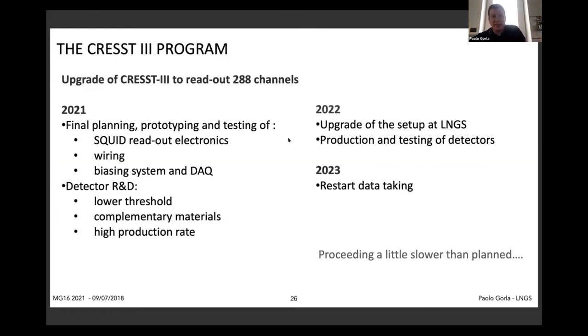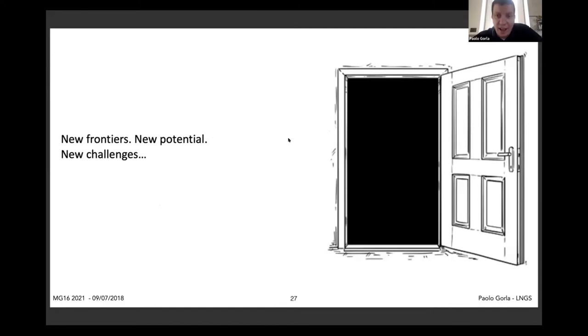So the CRESST program in the next few years will be going through this identification of the low energy rise and background, and then proceed with the upgrade to 288 channels, so to about 100 modules. And this will allow us to improve not only the energy threshold, but also the exposure to go deeply into the parameter space. So basically, this is my last slide. We are on the edge of a new frontier of exploration, because we are looking into a region where no one has ever looked before. And many of the processes we observe in this region, we don't know what they're generated from. So it's really a new challenge, and we are going on with that.